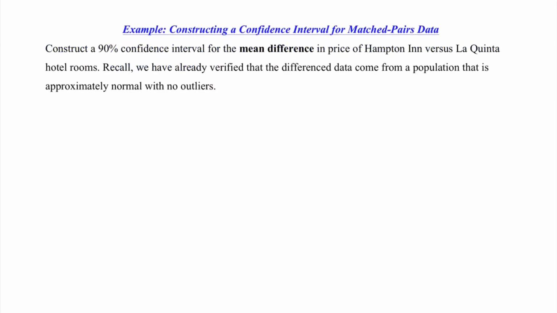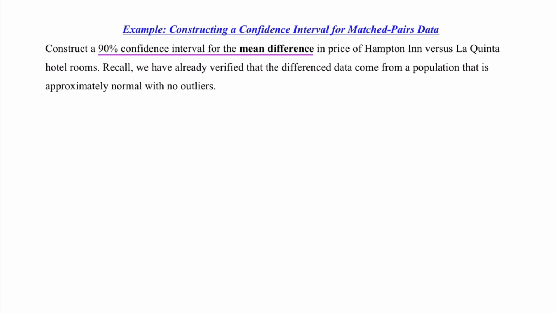So let's go ahead and jump straight into an example. We're asked to construct a 90% confidence interval for the mean difference in the price of our Hampton Inns versus La Quinta hotel rooms. Remember, we've already verified that the difference data come from a population that is approximately normal with no outliers, and we have our data in our calculator already.